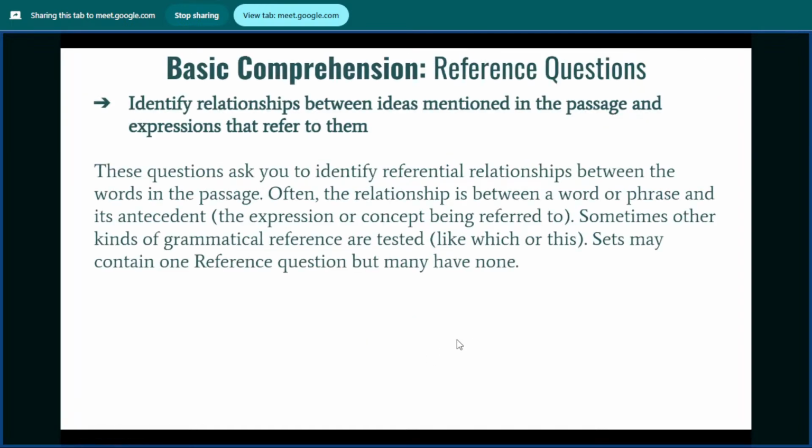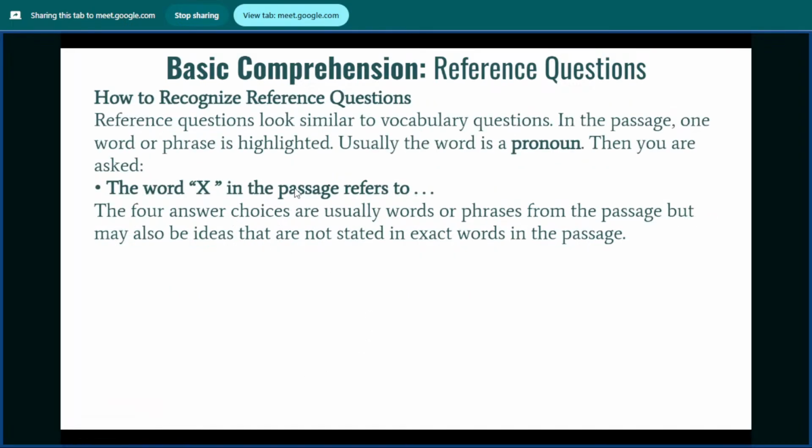Now, reference questions are asking you to refer to some word or phrase in the sentence or in the paragraph, and they're asking you what it is referring to. Usually here you will see that the pronouns are highlighted. For example, the word "it" in the passage refers to what? It will be a longer sentence, and in between they will highlight one word, this or it or these, all these kinds of pronouns.